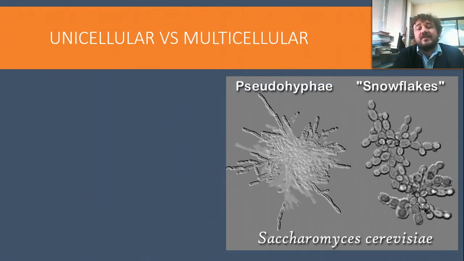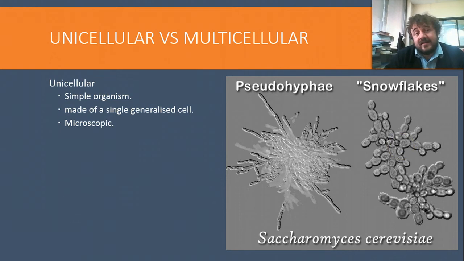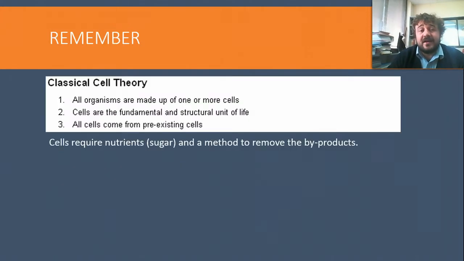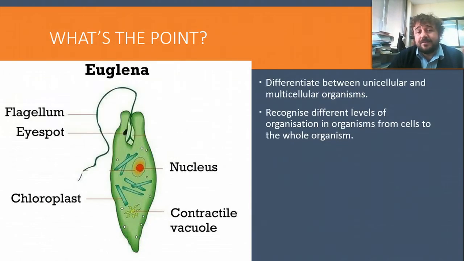All right, so unicellular versus multicellular. So over here we have Saccharomyces cerevisiae, which are bacteria. You can see they're existing in colonies right here. So what is a unicellular? It is a simple organism made of a single generalized cell, and they're microscopic. Multicellular, so they are complex organisms. They're made of many different specialized cells, so each type of cell has a separate job. And they're generally macroscopic. That guy that we're looking at back here, euglena, he's microscopic.